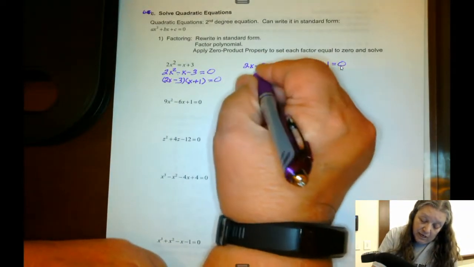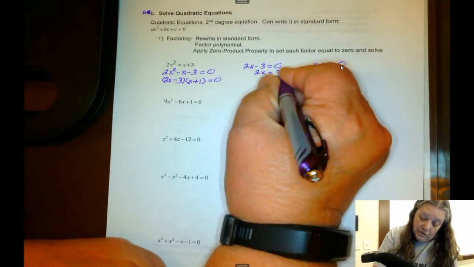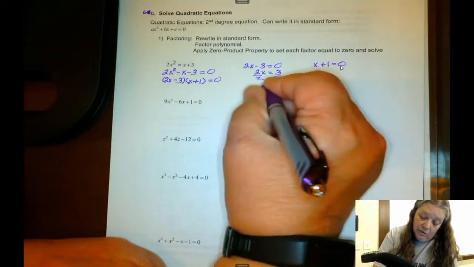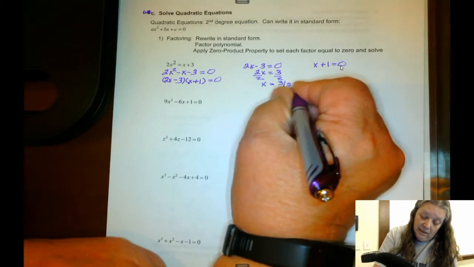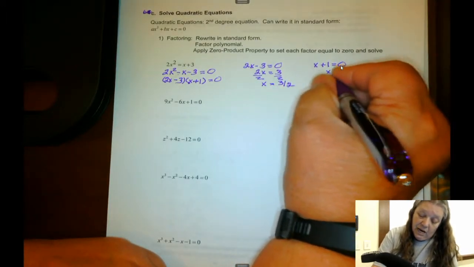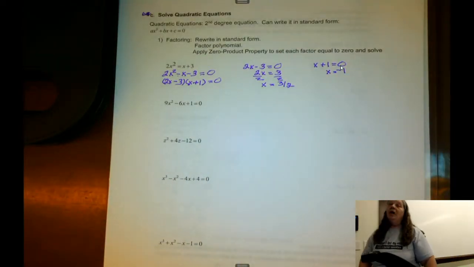We add 3 to both sides. So we have 2x equals 3. We divide both sides by 2. So x is 3/2. We subtract 1 from both sides, so x is negative 1. In most cases, with a quadratic equation, you will have 2 answers.